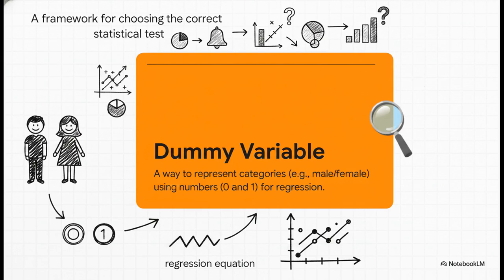It's a simple but brilliant trick. Since a regression needs numbers to crunch, we just turn our categories into numbers. So for our gender example, we could just decide that the male group gets a 0 and the female group gets a 1. And just like that, our category can be plugged into a regression equation.